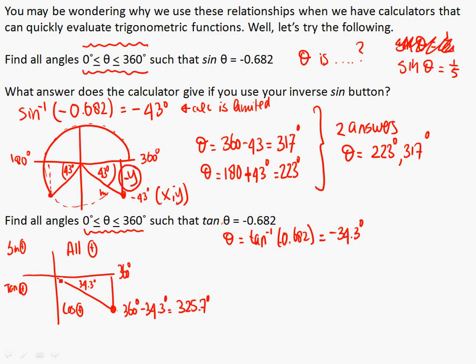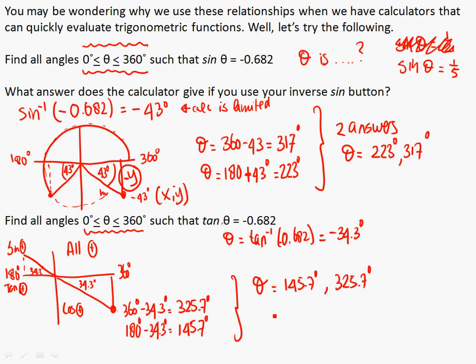In quadrant 2. So this triangle also would exist over here, with this being 34.3 again. Okay, now you are not all the way to 180, so your second angle would be what? 180 minus 34.3 degrees again. Okay, and that would be 145.7 degrees. So my two angles would be 145.7 and 325.7 degrees. Now on this one, I could have done it on the same one.